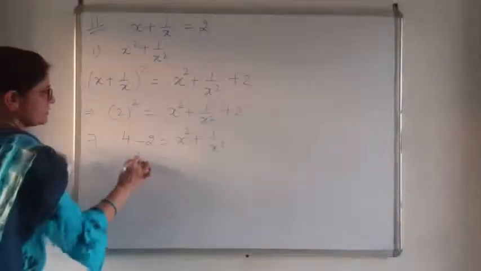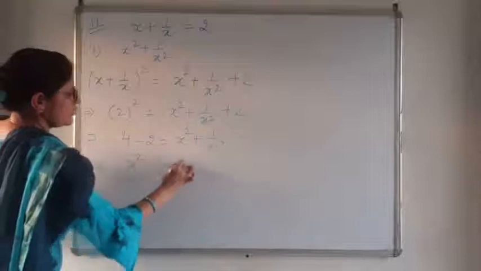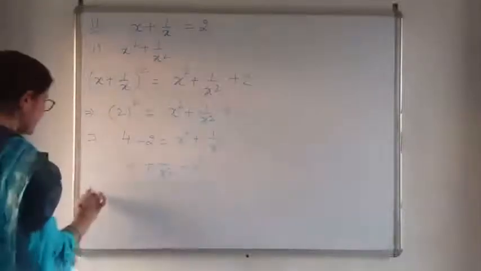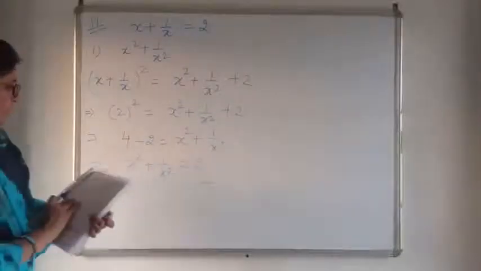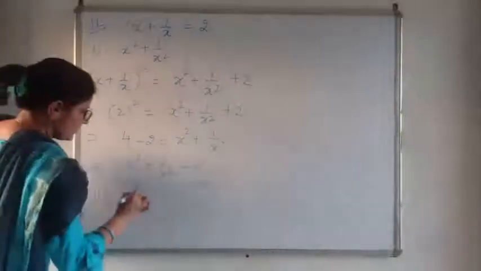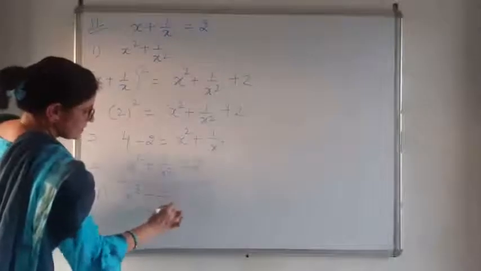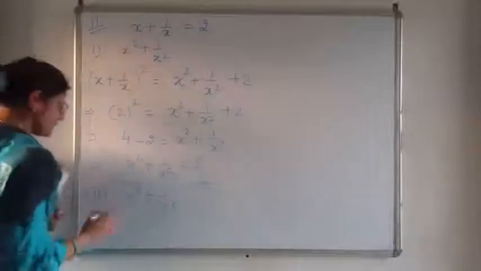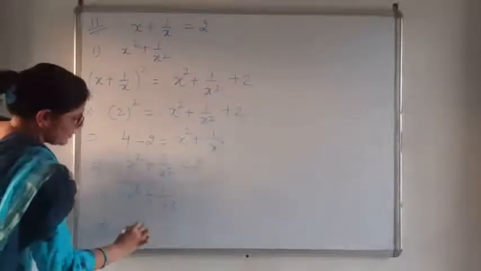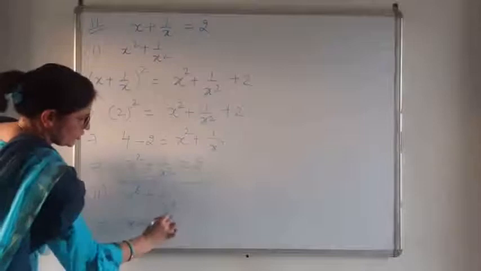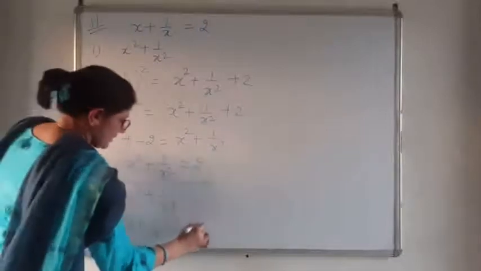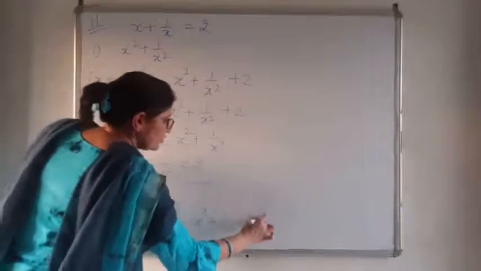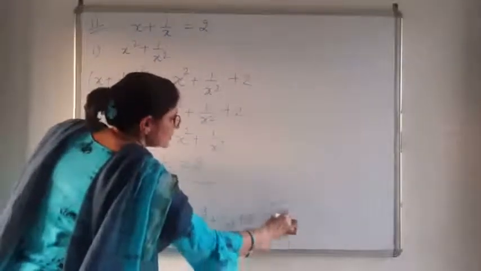So x square plus 1 over x square is equal to 2. This is the value of our first part. In the second part, you have to find the value of x cube plus 1 over x cube. We'll take the same term, x plus 1 over x, and do its cube. So it is a cube plus b cube plus 3 into their sum.